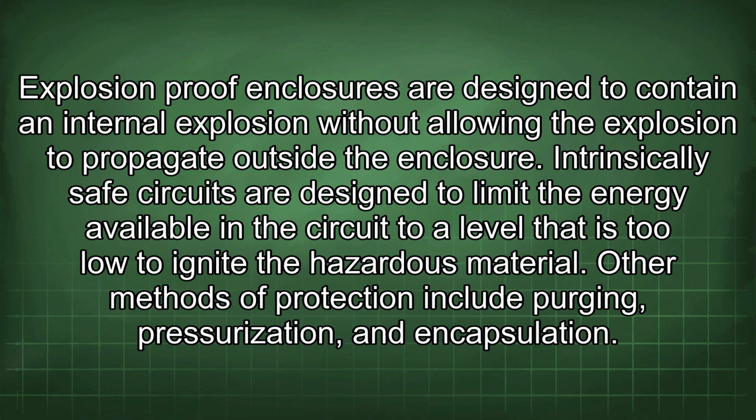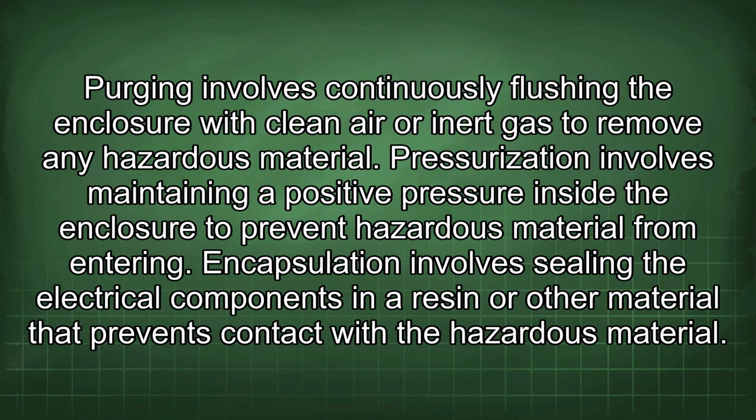Other methods of protection include purging, pressurization, and encapsulation. Purging involves continuously flushing the enclosure with clean air or inert gas to remove any hazardous material. Pressurization involves maintaining a positive pressure inside the enclosure to prevent hazardous material from entering. Encapsulation involves sealing the electrical components in a resin or other material that prevents contact with the hazardous material.